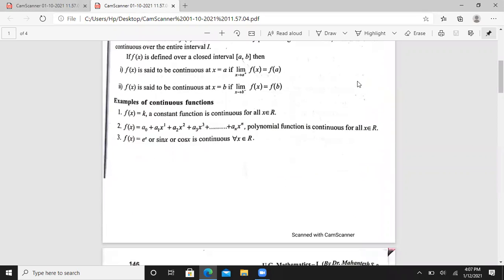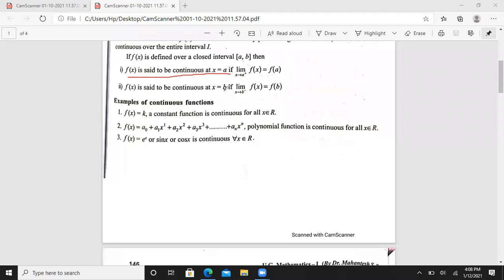Next, see here, if the function f of x is defined over the closed interval [a, b], then the first condition is: f of x is said to be continuous at x equal to a if limit of x tends to a plus, f of x equals f of a. Second, f of x is said to be continuous at x equal to b if limit of x tends to b minus, f of x equals f of b.